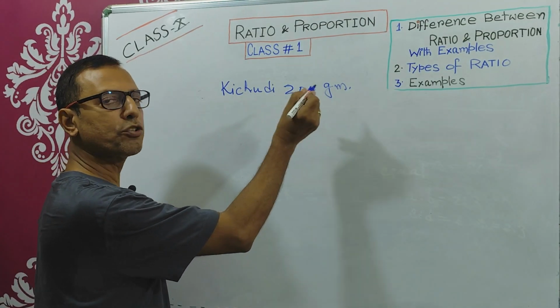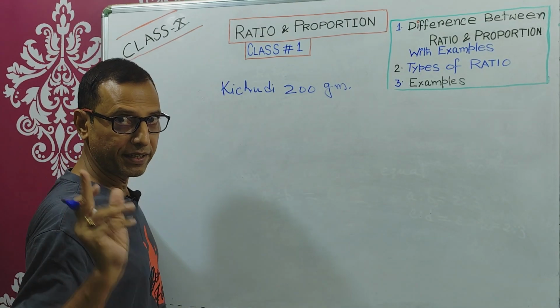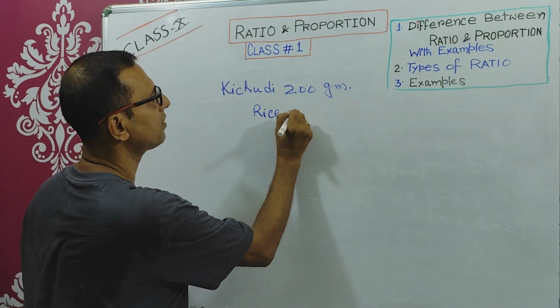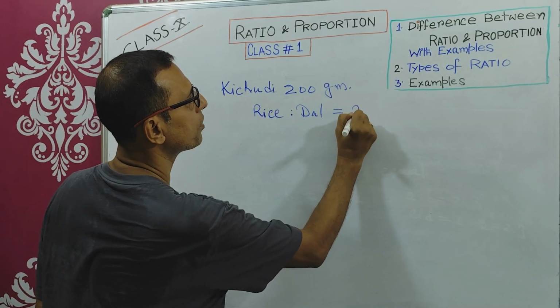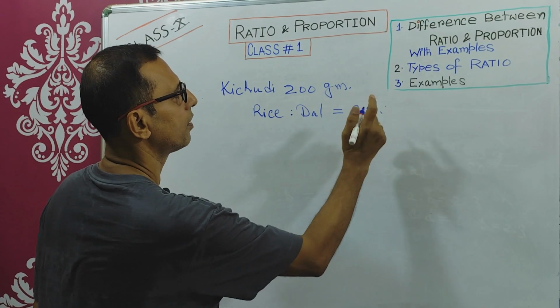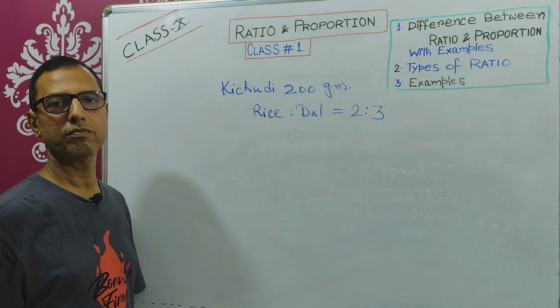So for 200 grams of khichdi, the main ingredients I'm talking about here, rice is to dal is 2 is to 3. Rice is to dal is 2 is to 3. This is the ratio that is given.